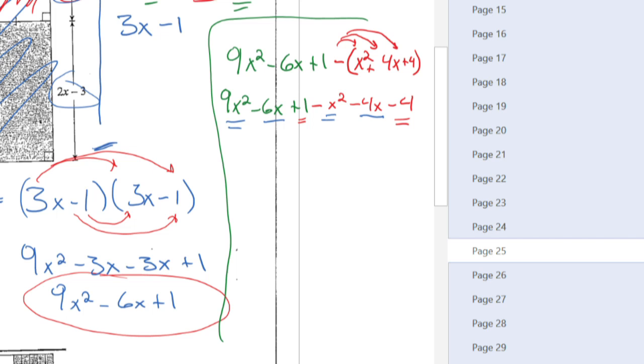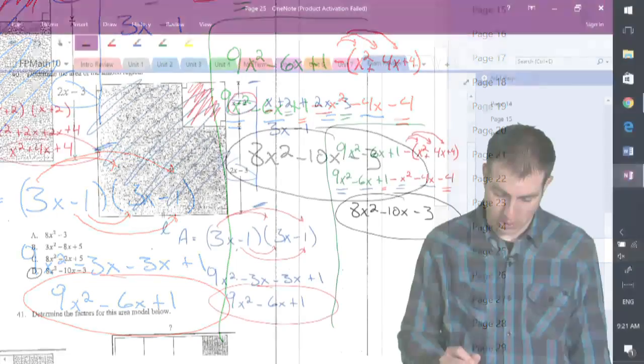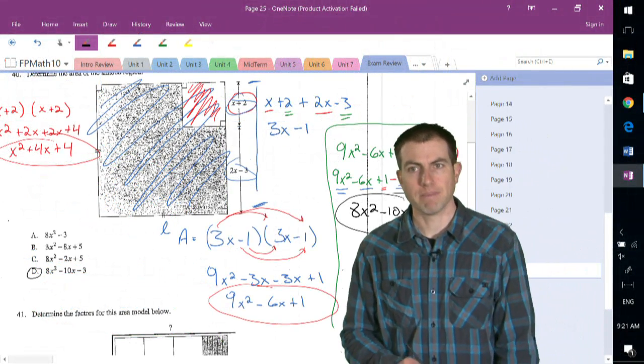9x squared minus x squared is going to be 8x squared. 6x minus 4x is minus 10x. And then plus 1 minus 4 is going to give me minus 3. So that would be letter D.